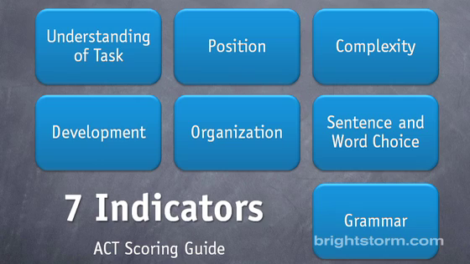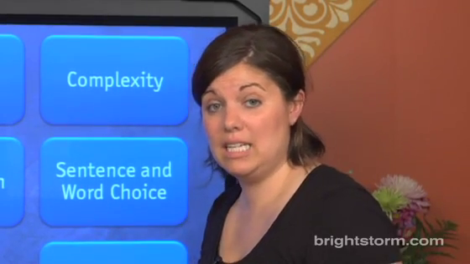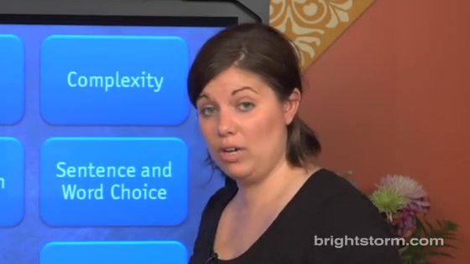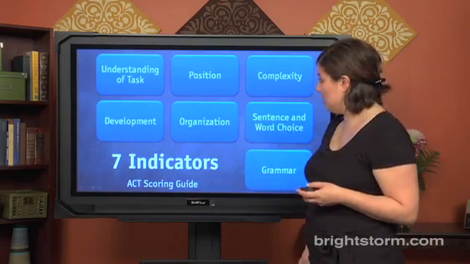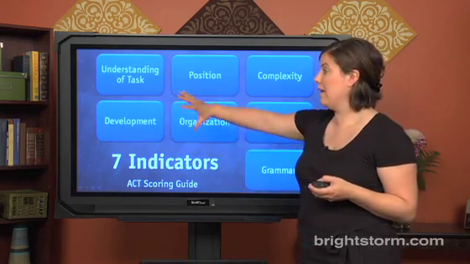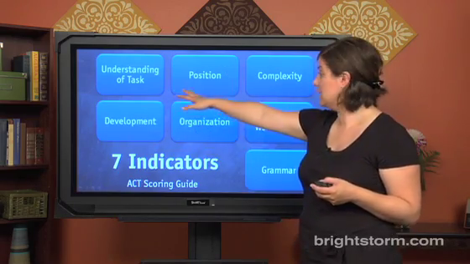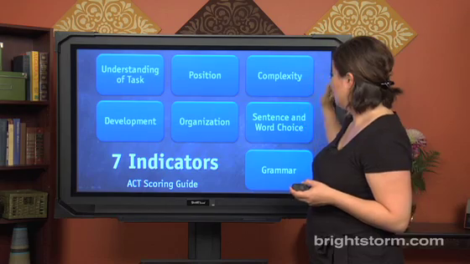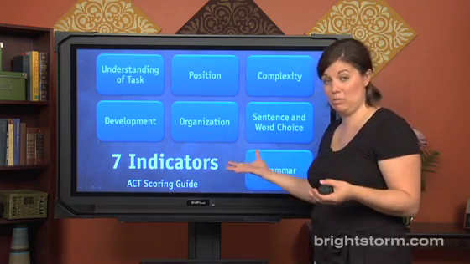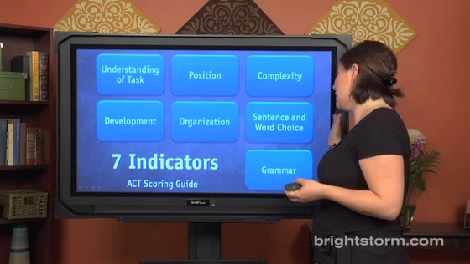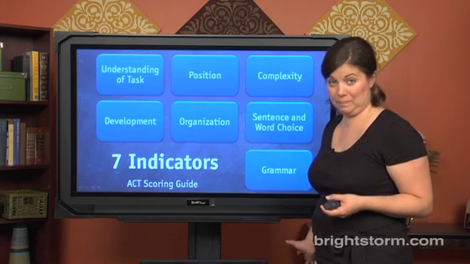If we take a look at those, that will make it a little bit easier to understand how you're going to be scored. If you want to see these indicators broken down into the scoring guide, go to the bonus materials and print out the ACT writing broken down chart. In this episode, we're going to talk about each of these. So we're going to talk about how you'll be scored on understanding the task, your position, the complexity of your argument, how you develop it, how you organize what you're going to say, and then finally the sentence and word choice and the grammar.